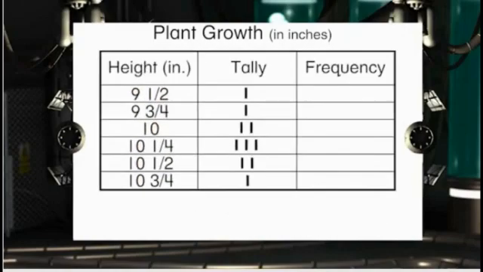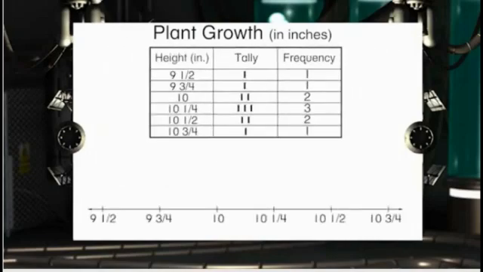Now we count the tallies for our frequency. So, 9 1/2 has 1, 9 3/4 has 1, 10 has 2, 10 1/4 has 3, 10 1/2 has 2, and finally 10 3/4 has 1. Now we'll draw a number line that includes all the values we need to display. Notice that our data values fall between 9 inches and 11 inches. So, our number line should go from 9 to 11 with intervals of 1/4.